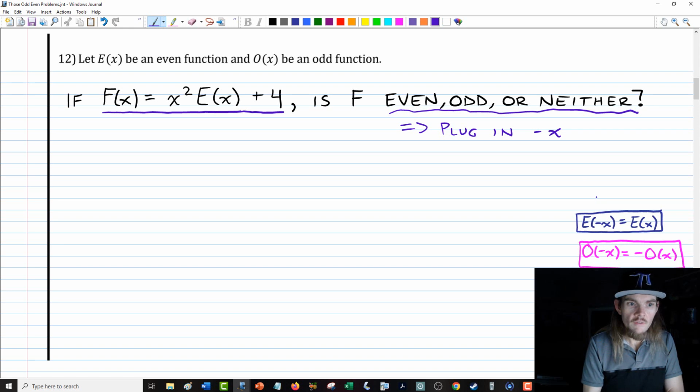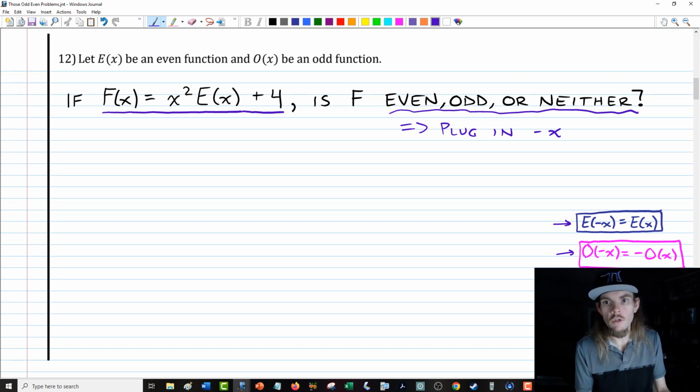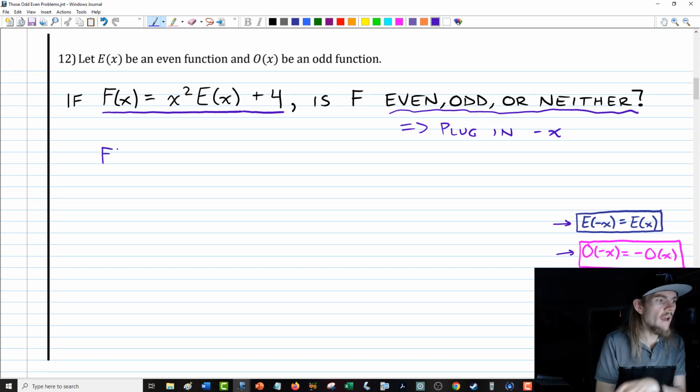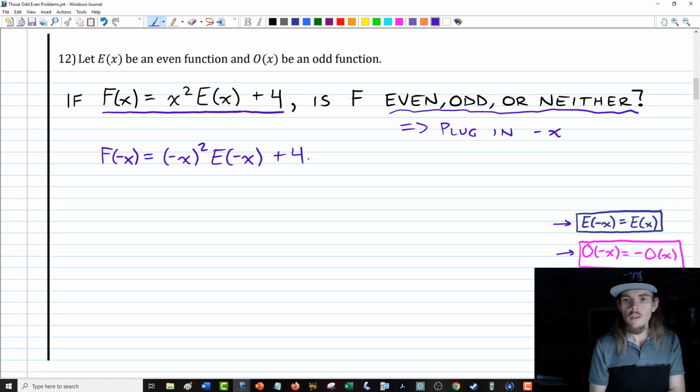The reason for that, and it sounds sort of condescending, is just look at the definitions. Both of them require us to plug in negative x in order to determine that answer. So that's exactly what I'm going to do. I'm going to plug in negative x and see what happens to my function. Then I'll compare it to these definitions that we have. So watch closely here. I'm going to calculate f of negative x. I'm hoping it becomes one of these two things, but even that we don't have to think about. If I plug in negative x, I get negative x squared times e of negative x, plus 4. So that's it right there.